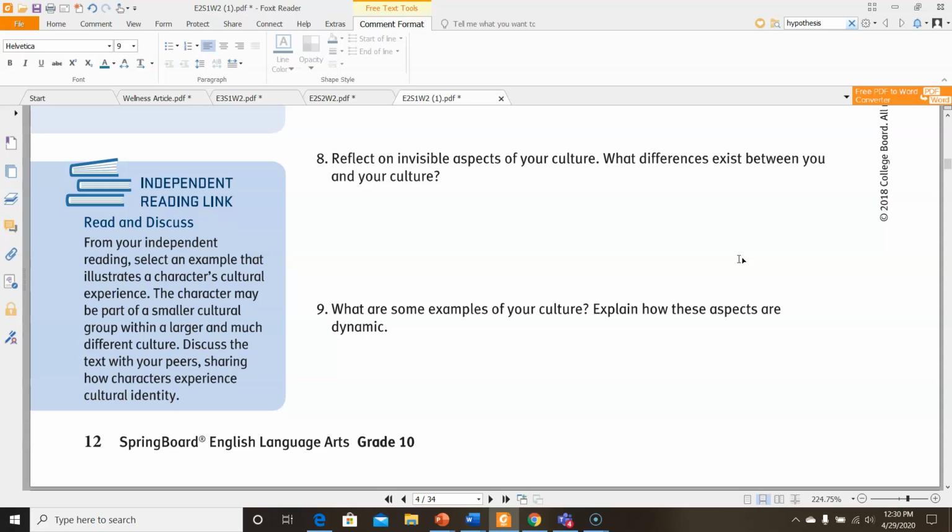For 9, it says, what are some examples of your culture? Explain how those aspects are dynamic. So, for example, you might want to describe something like the way that your culture dresses, or the type of food that your culture eats, or the kind of music your culture likes, or things like that.